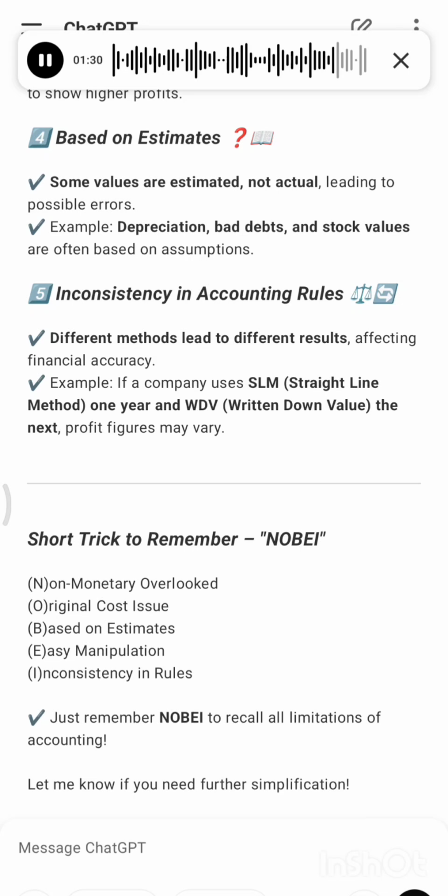Short trick to remember. Non-monetary overlooked, original cost issue, based on estimates, manipulation, inconsistency in rules. Just remember the initials to recall all limitations of accounting. Let me know if you need further simplification.